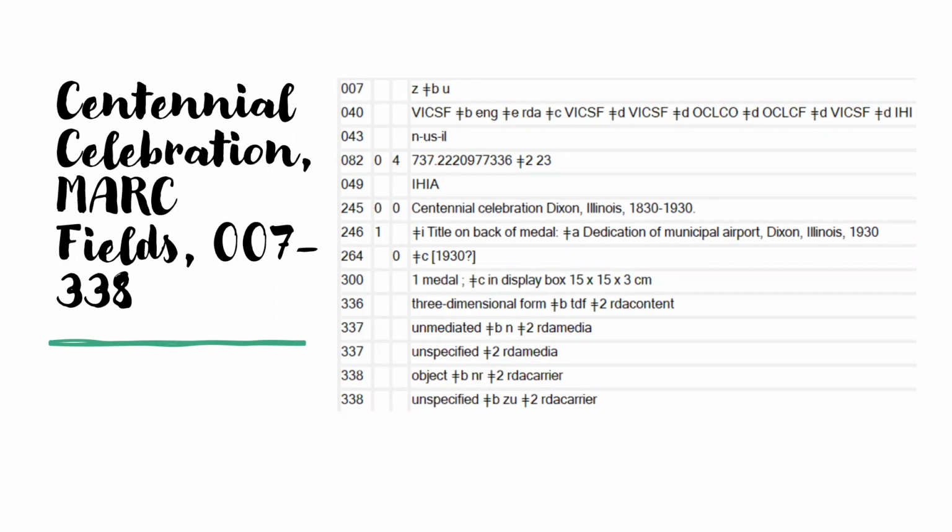The 264, production, publication, distribution, manufacture, and copyright notice, has a second indicator 0, which is for the production date. Notice that subfield C is bracketed, even though the date of 1930 is found on the source, the medal. It is uncertain when the medal was produced. The 300 field, physical description, informs us that this is a medal and that it's in a display box. There are 2 337 fields, one for the medal and one for the display box. And then there are multiple 3XX fields for the medal and the display box.